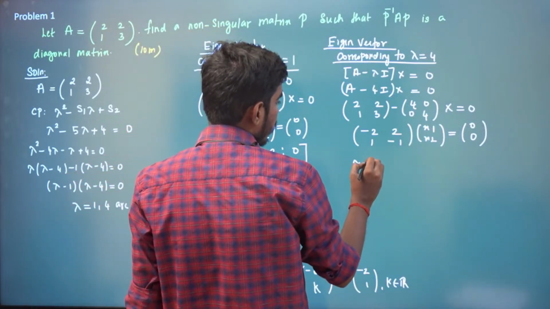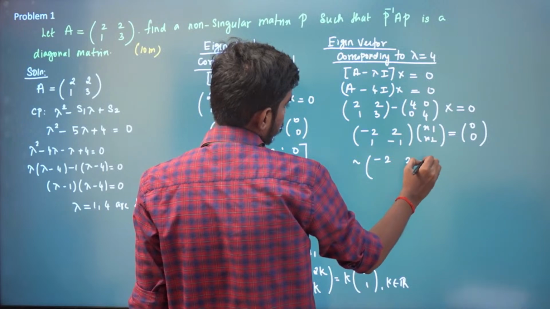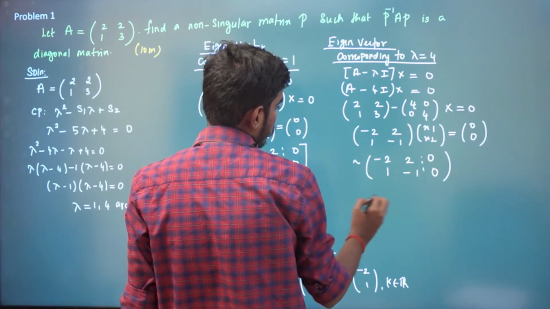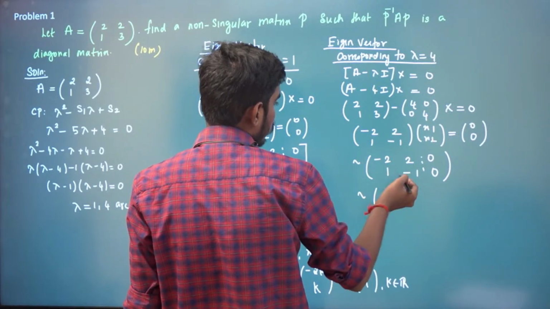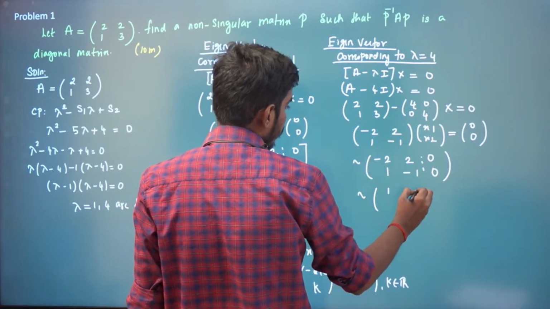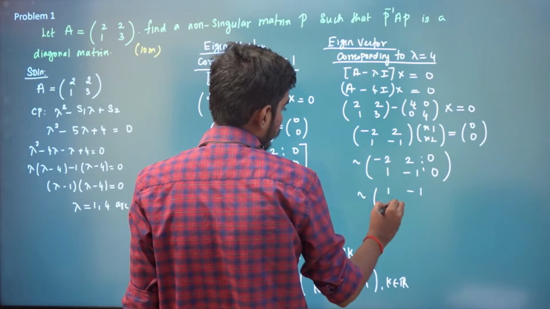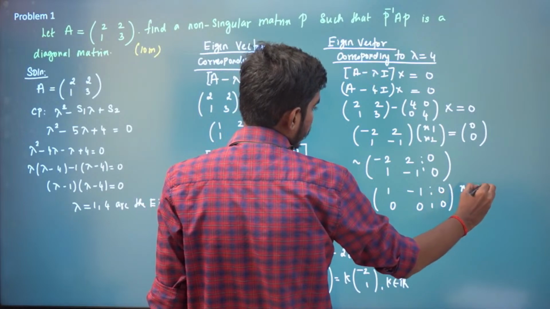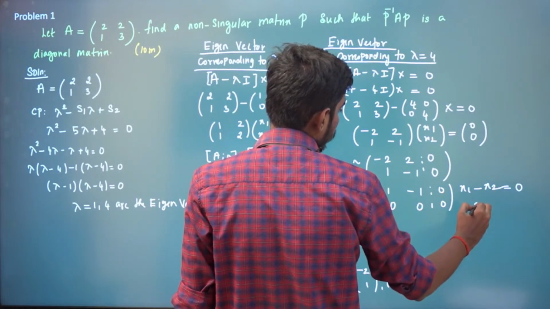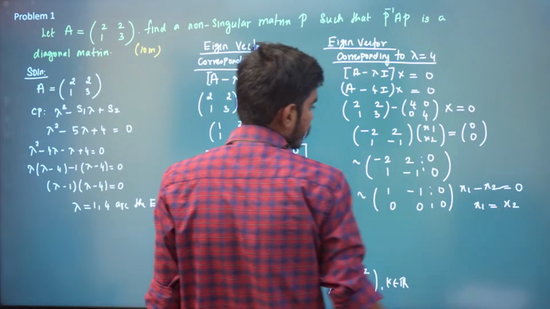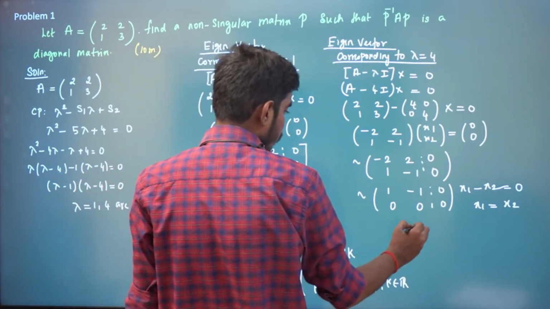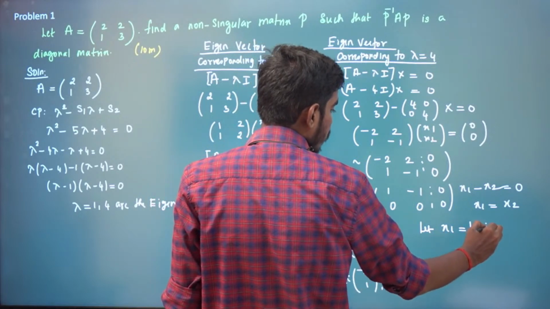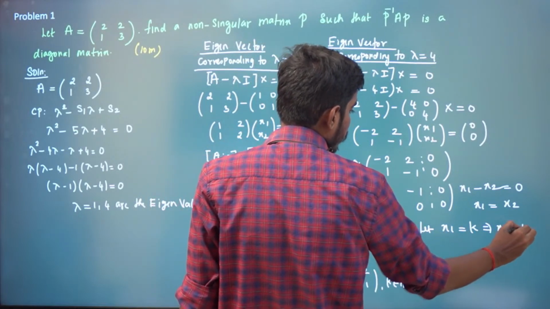So you reduce to echelon form. So minus 2, 2, 0, 1 minus 1, 0, right? So this is equivalent to what? You just shift the rows and then you multiply by 2 and then add. So you will have this system of equations. So we have x1 minus x2 is equal to 0. So that means x1 is equal to x2. So we have one free variable. Let us take x1 to be equal to k. This implies x2 is also equal to k, right?